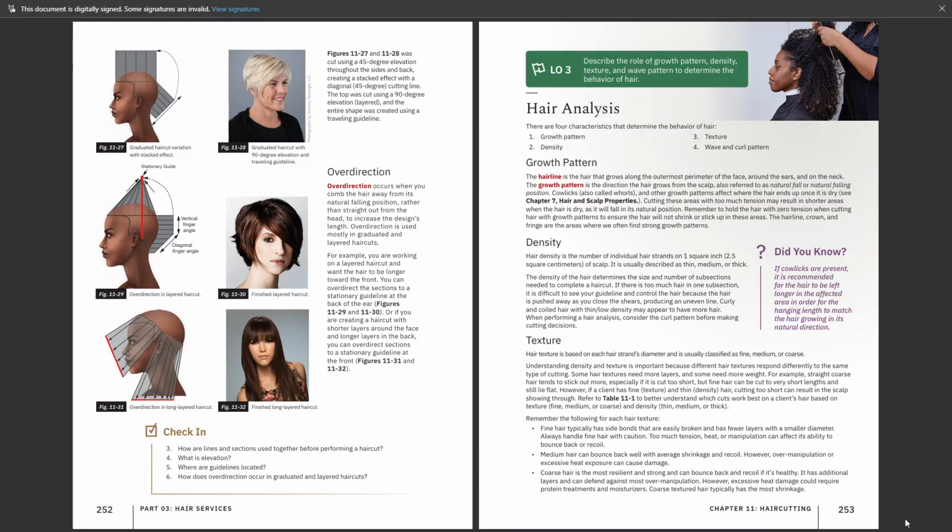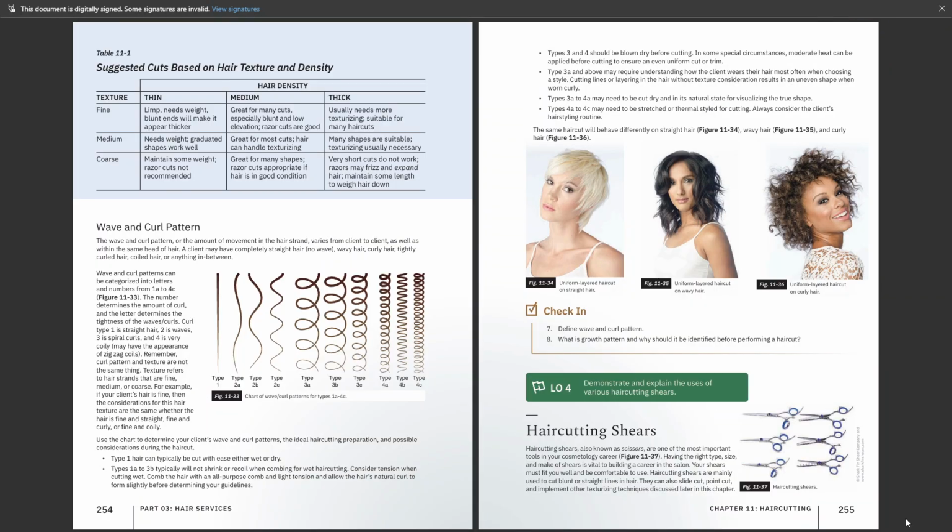Coarse hair is the most resilient and strong and can bounce back and recoil if it's healthy. It has additional layers and can defend against most over manipulation. However, excessive heat damage could require protein treatments and moisturizers. Coarse textured hair typically has the most shrinkage.